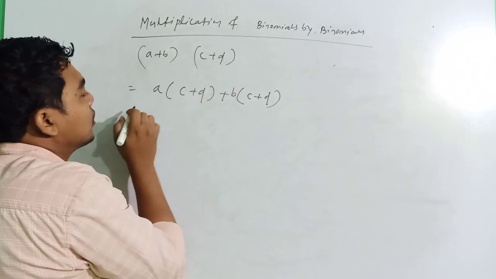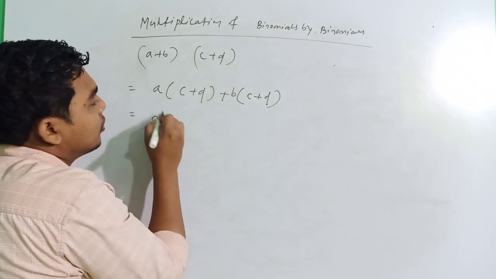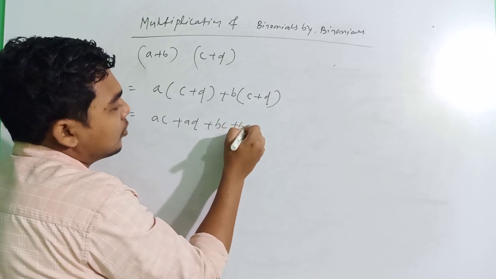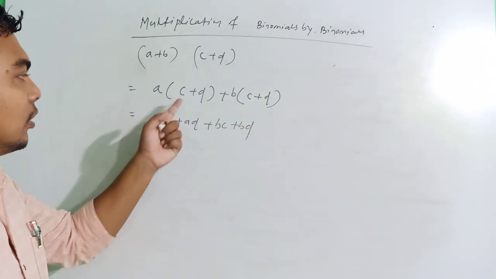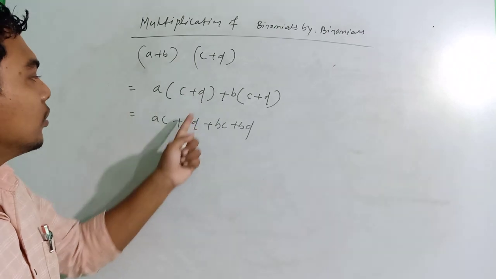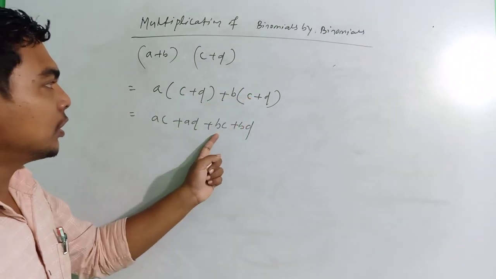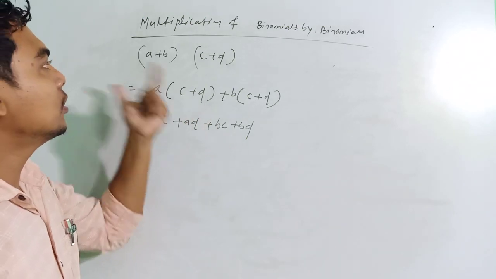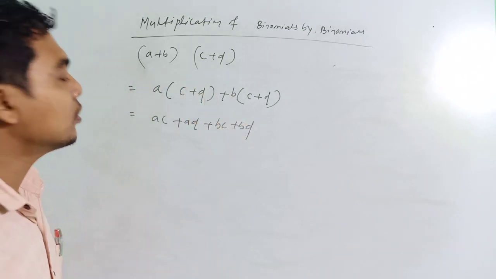हमने c plus d को कंस्टेंट रखा: a into c, ac, plus a into d, ad, plus b into c, bc, plus b into d, bd. By this way we have to multiply. This is the multiplication of binomials by binomials.